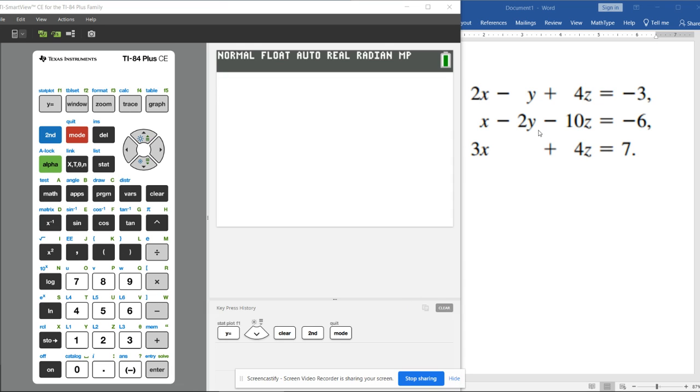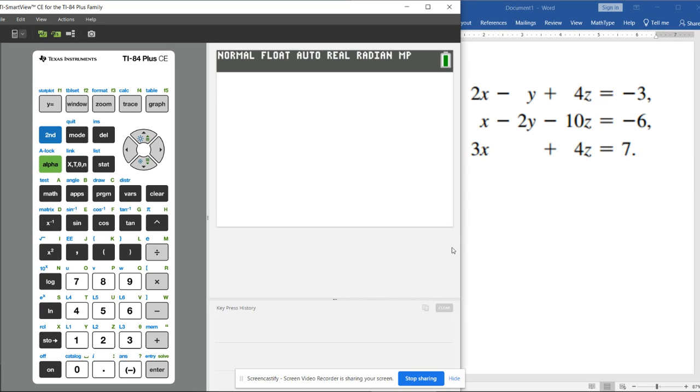Welcome. In this video, we're going to talk about solving a system of equations with multiple variables. In this case, we have three variables, x, y, and z. And we're going to do that using matrices on the calculator. Now, we're not going to get thoroughly into the matrix operations, but essentially we're going to use Gaussian elimination.